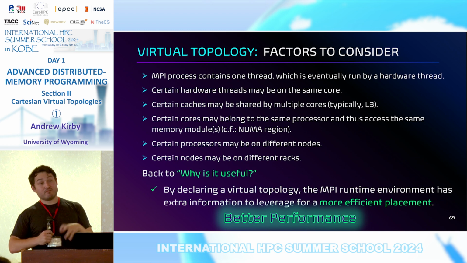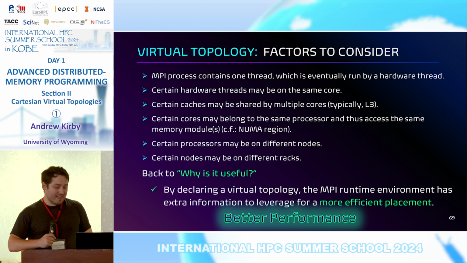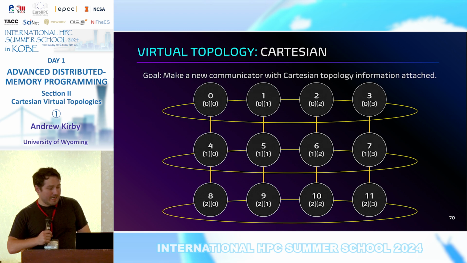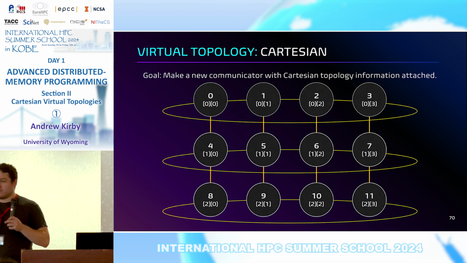Now, do they really do it? Reality versus a perfect imaginary world. We just want to give you tools that you can try to see if it'll work. We have our simple Cartesian topology, and our goal is to make what's called a communicator. A communicator is like our world of who we're going to talk to.